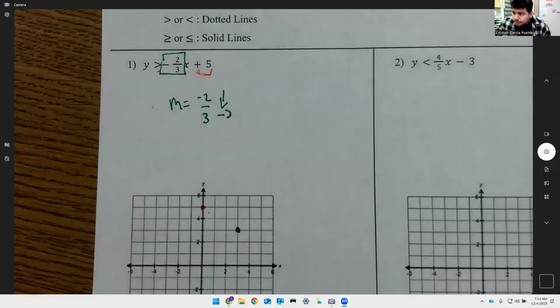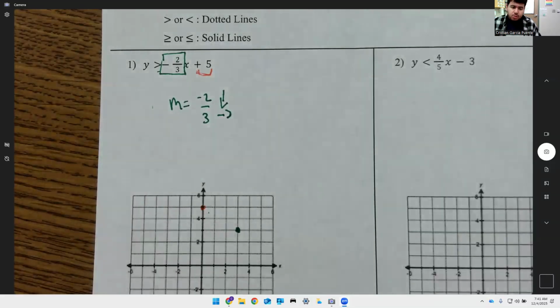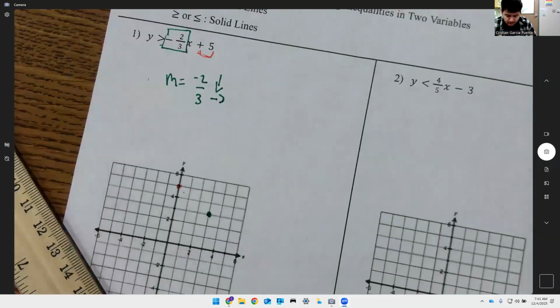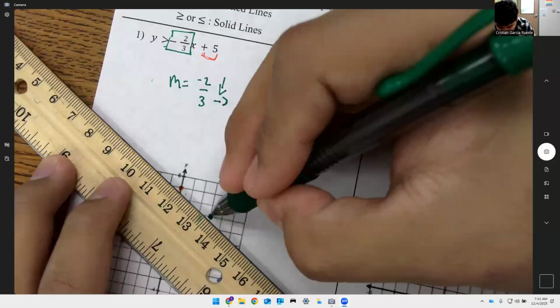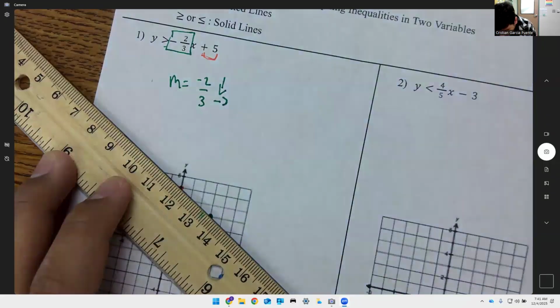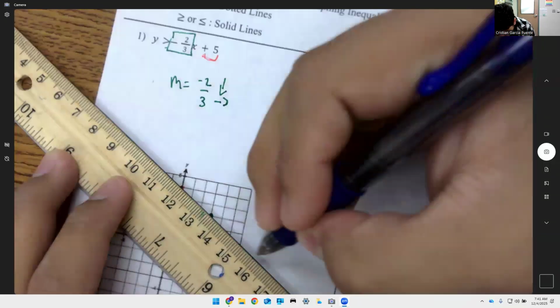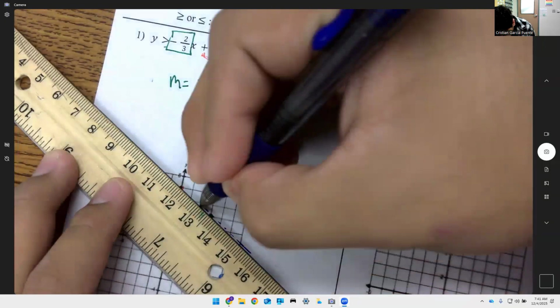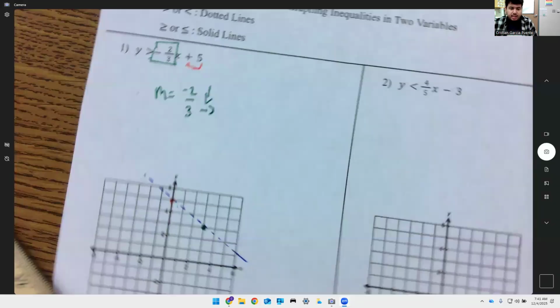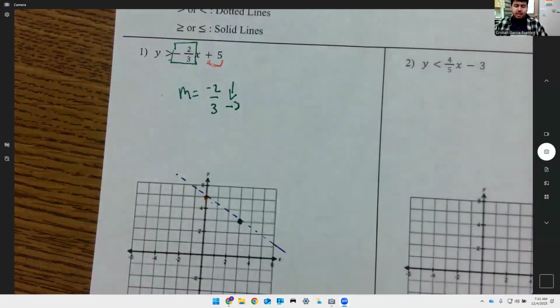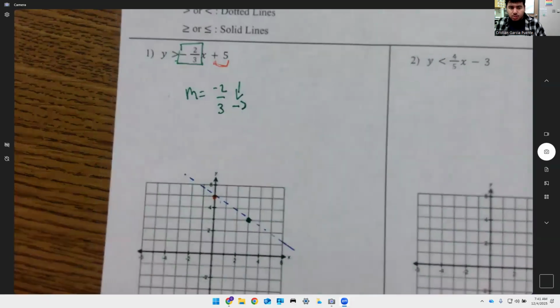So just know that. So over here, we're connecting these 2 points, but we're gonna make a dotted line between them. So when you're connecting them, going between the 2 points and then a dotted line like this. It doesn't have to be perfect as long as it's basically going through those 2 points.